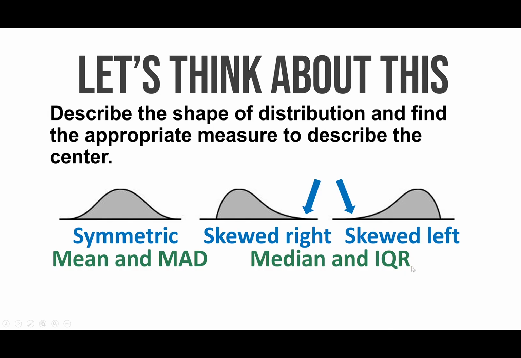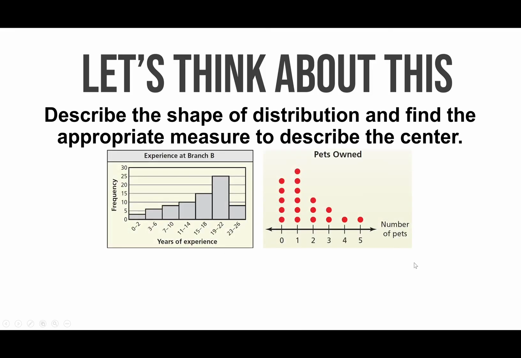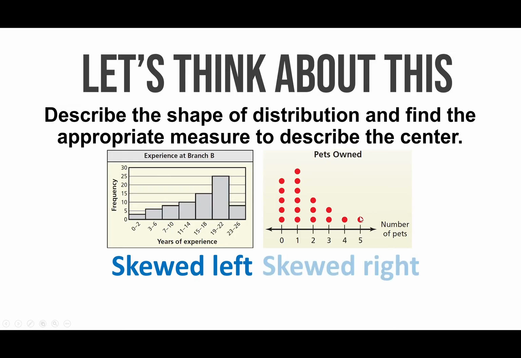Okay, let's take a look at some examples. How about this one right here? We're going to describe the shape and then you're going to tell me the appropriate measure. Take a look at this picture right here. What is this? Is this skewed left, skewed right, symmetric? Yep, you're right. This is skewed left because the tail is on the left. So I want to say this is skewed left. Over here, what's this? That's right, this is skewed right because the tail is on the right, skewed right.